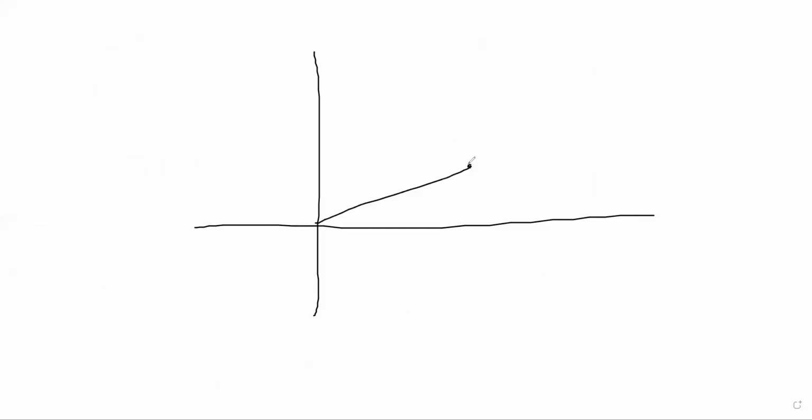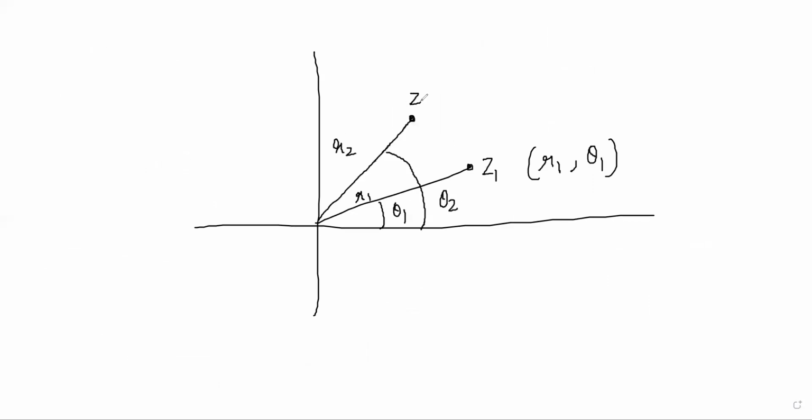Suppose your first complex number was z1. This was r1, theta 1. So basically this length is r1, this angle is theta 1. Suppose another complex number was z2. This is r2. This angle is theta 2. This is z2, r2, comma, theta 2.